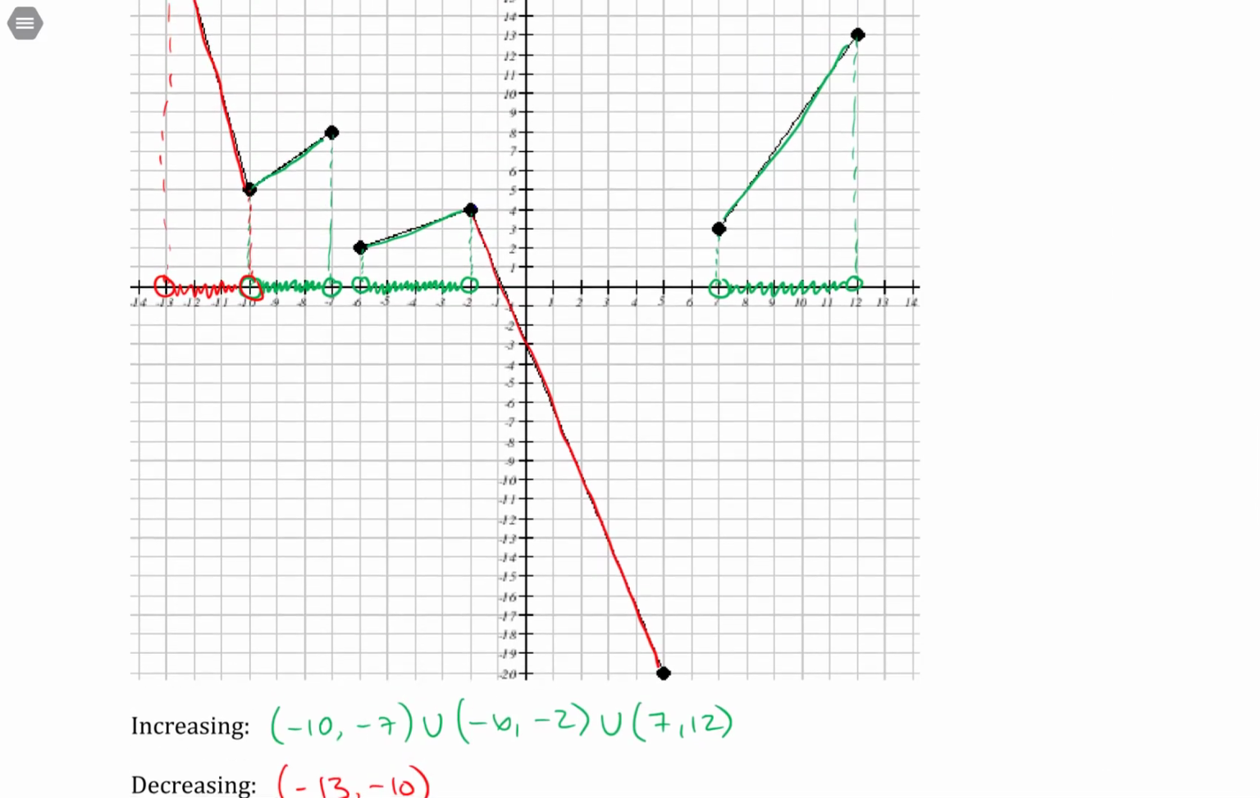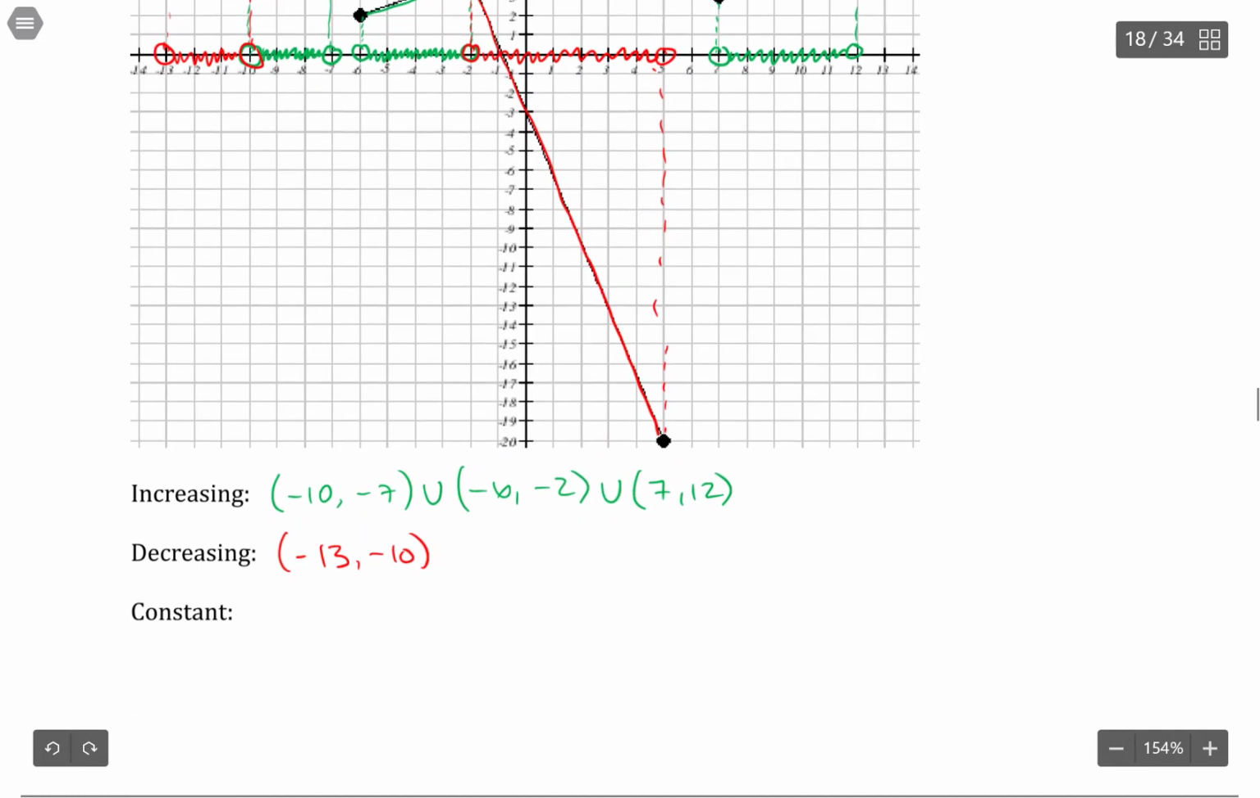And then we're also decreasing on the interval starting here and ending at this point here. And it's all the values in between there, but not including the endpoints because it stated it wanted open intervals.